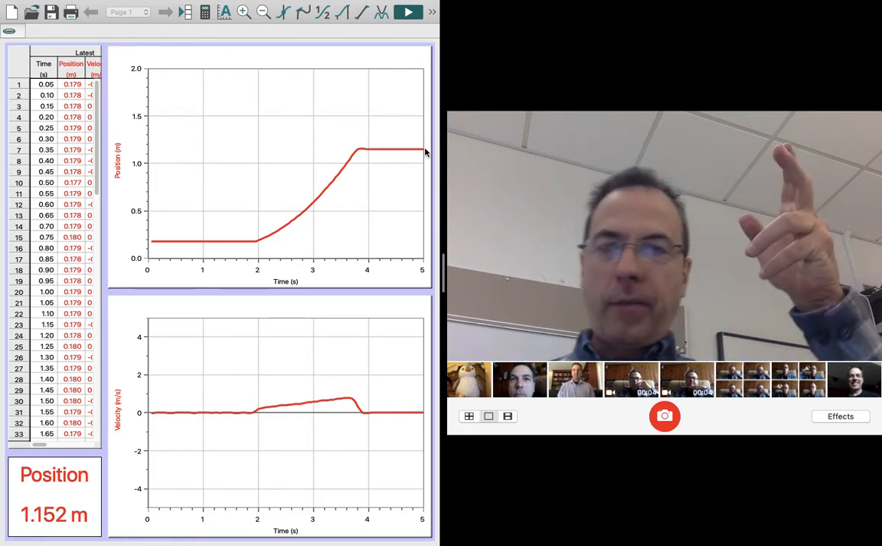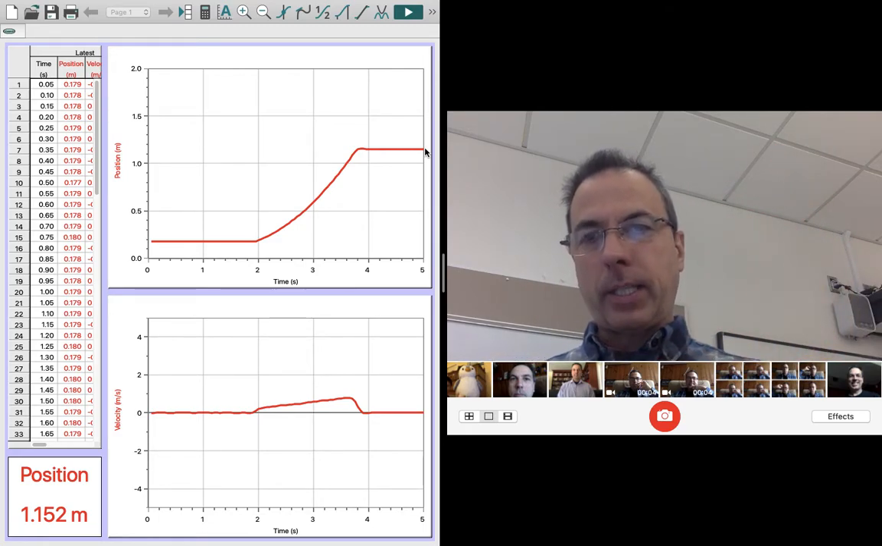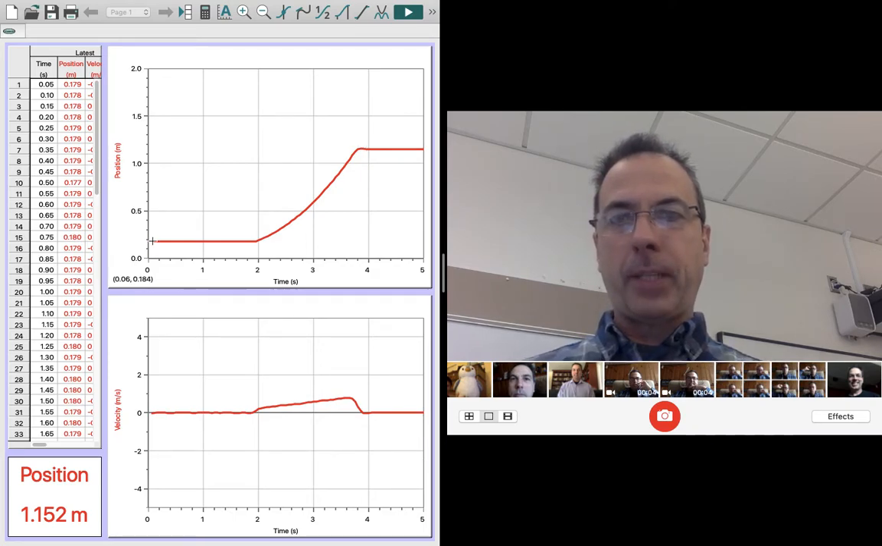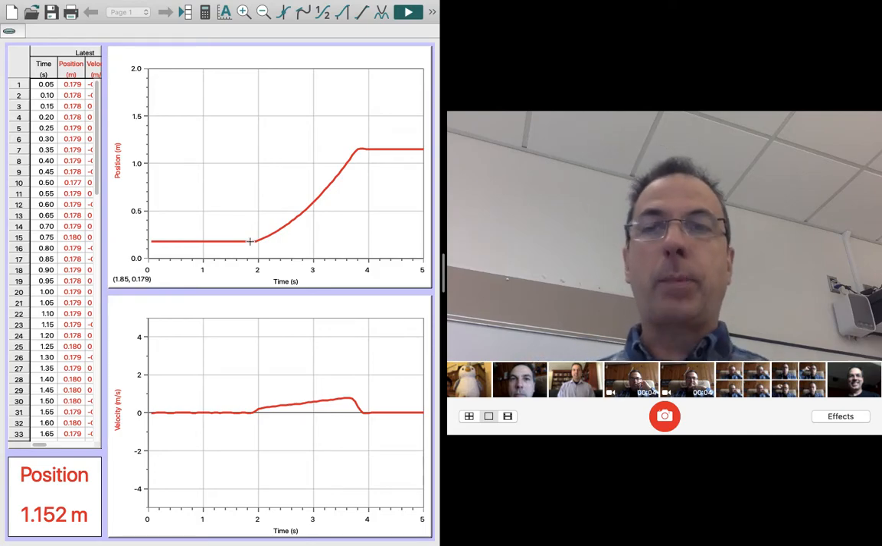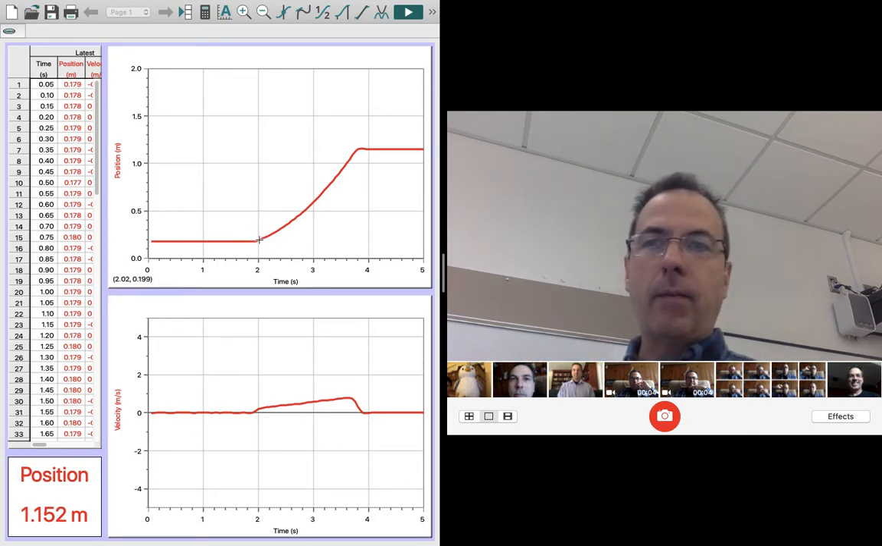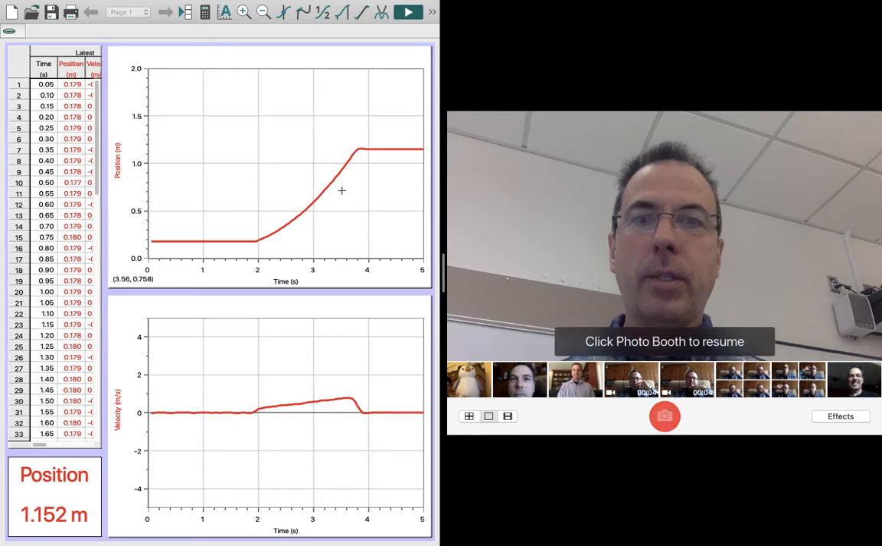But now with our knowledge of physics and what velocity means, we can go a step further and look at these slopes. For the first 2 seconds, I have a flat line that has a slope of 0, which means the velocity is 0. And then from the 2-second mark to almost the 4-second mark here, I have positive slopes.